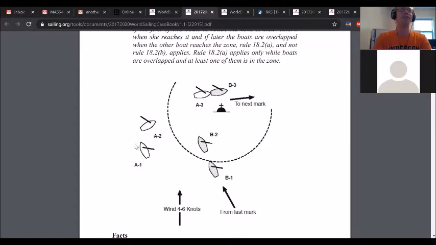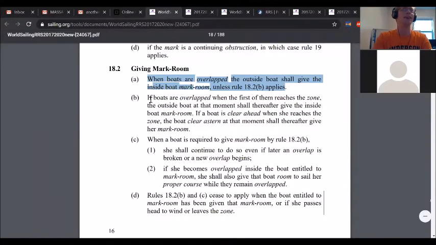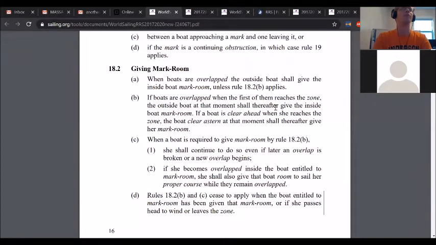And again, when do we see this happen? Not usually. Usually boats are not going down until they're level with the mark and then jibing over. It is probably at least 90% of the time that you're sailing and racing, it will be 18.2b that is applying, because most of the time we're all heading toward the zone together, straight downwind, and so there is overlap when we reach the zone. But for those couple of cases, that's why there is the difference.